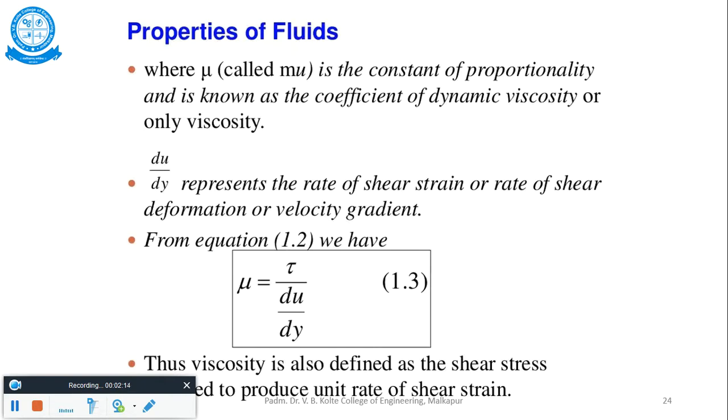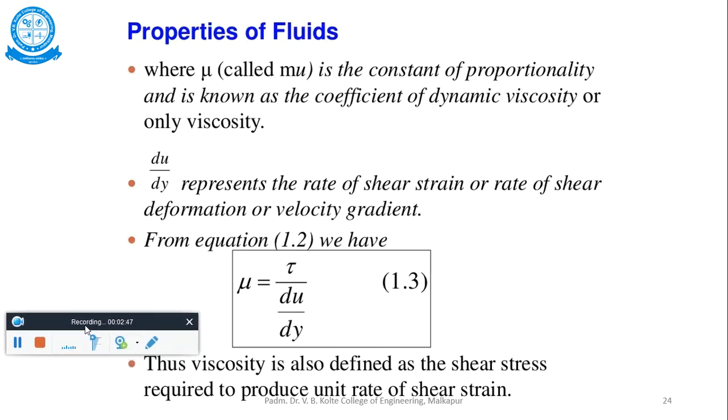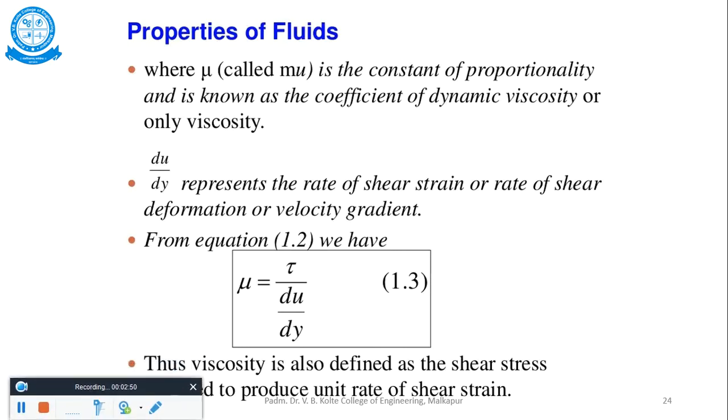Here mu, the constant of proportionality, is known as the coefficient of dynamic viscosity, or it may simply be called viscosity. du by dy represents the rate of change of shear strain, or rate of shear deformation, or velocity gradient. So from this equation we can calculate the value of viscosity: mu equals tau upon du by dy. Thus viscosity is also defined as the shear stress required to produce unit rate of shear strain.